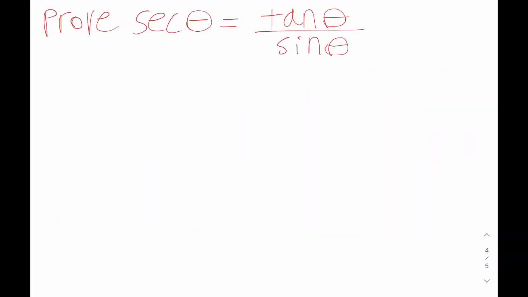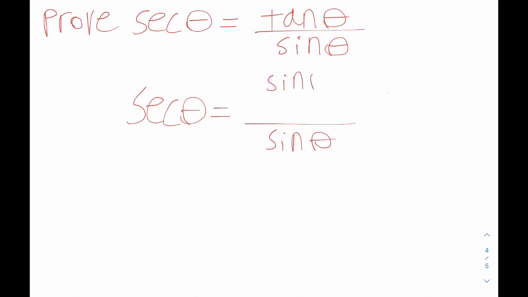Alright guys, here's our next question. Prove that secant of theta is equal to tan of theta over sine of theta. So basically guys, we have to change the identities so that the left side equals the right side. So how should we start? I think we should start by changing the tan of theta. So let's write secant of theta is equal to sine of theta. And what's tan of theta, guys? Tan of theta can become sine of theta over cos of theta.